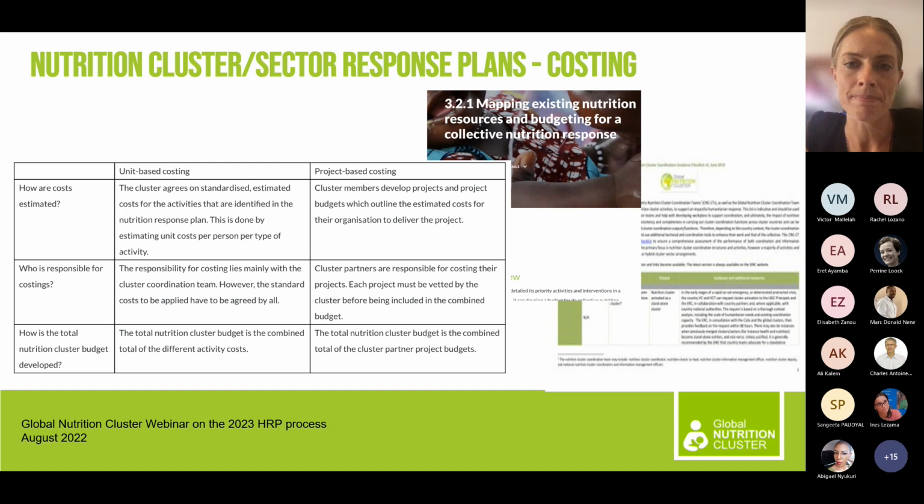So step one includes a mapping of existing resources. Step two is the budgeting for the collective nutrition response. So this could be either using the unit or project-based costing or a mix of both. So in terms of the costing, this is usually decided by the humanitarian country team and will be shared with the clusters and sectors. So clusters and sectors will need to follow this decision. And then the third step is presenting the nutrition response budget within the HRP.